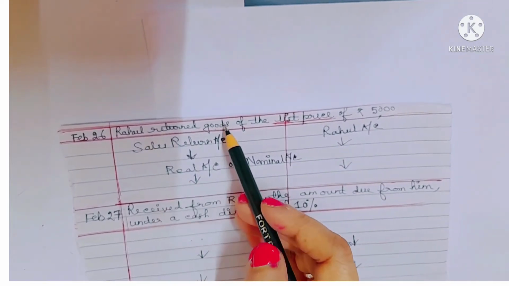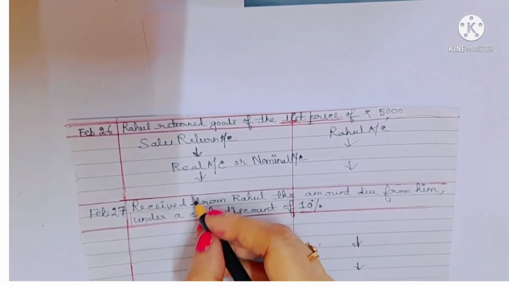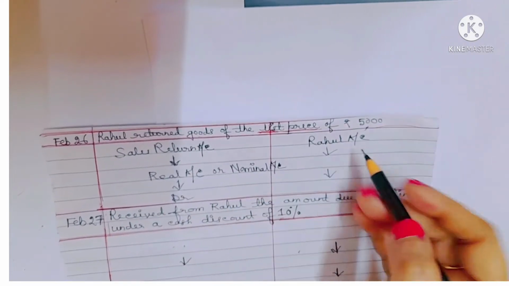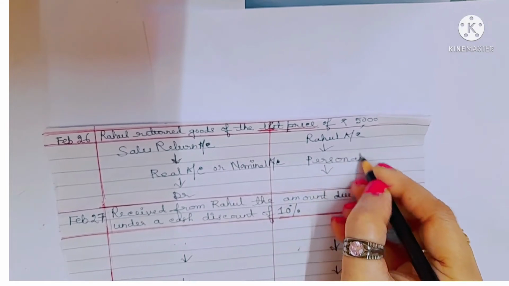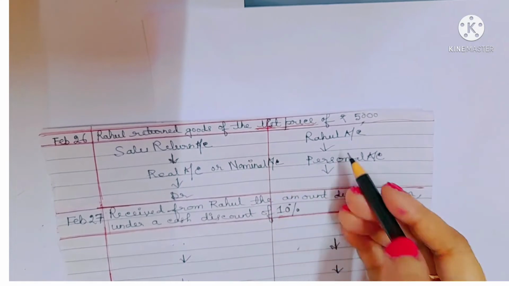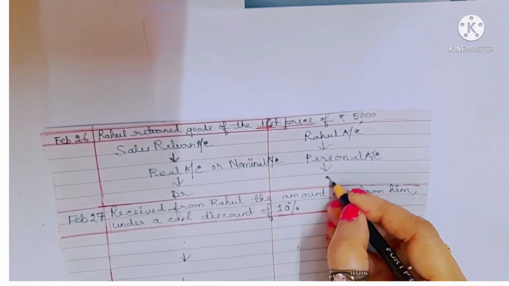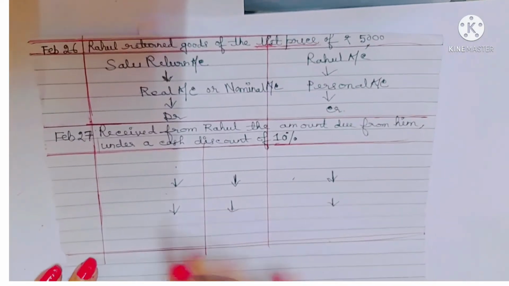When goods are returned, goods are coming in. According to real account, what comes in is debit. So sales return account should be debited. Rahul falls under personal account. Rahul is returning goods, so he is the giver of the benefit, so he should be credited. Okay, understood? What is the third transaction?